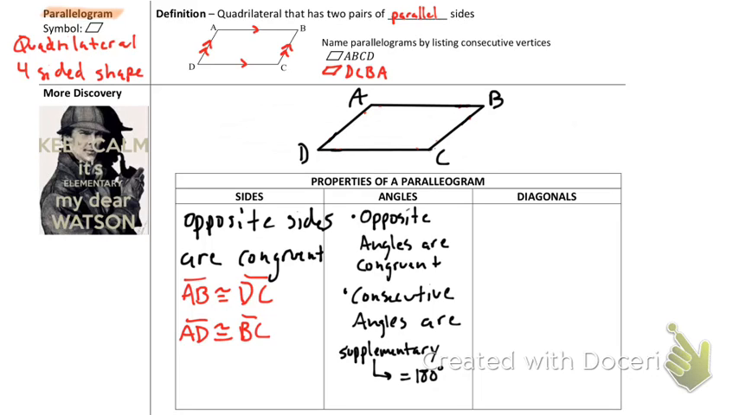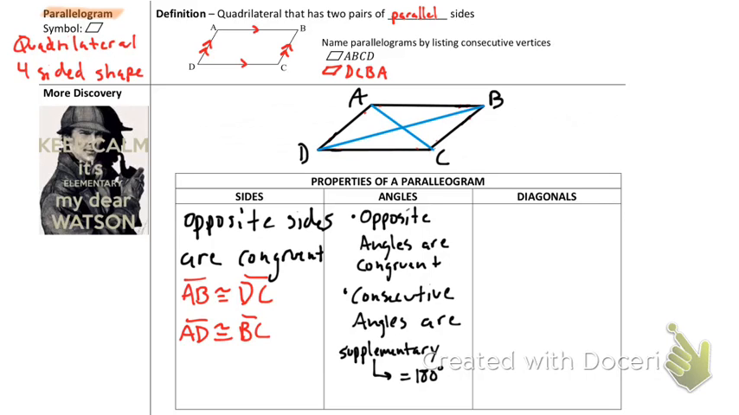Last but not least, we're going to talk about the diagonals. Just in case you're not sure what a diagonal is, I'm going to draw one in now. A diagonal is a line that connects opposite vertices together. This blue line represents a diagonal, and we have two of them here. So I have two diagonals in this parallelogram.